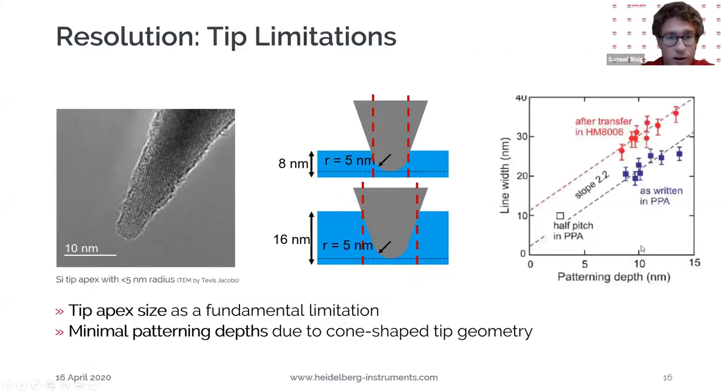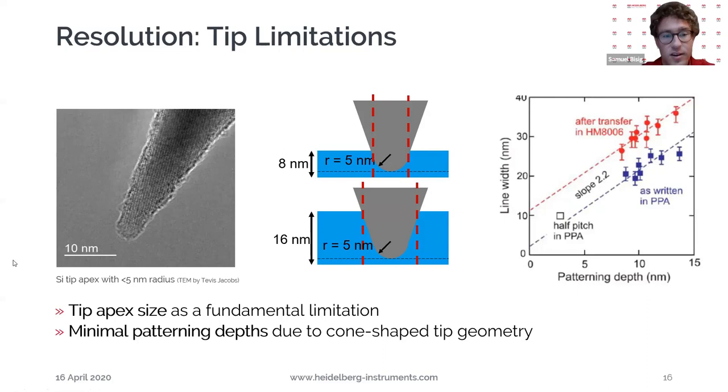I'm pretty sure we are all aware that the most obvious reason why the resolution is limited is the tip itself. We normally have a tip apex radius of around 5 nanometers.